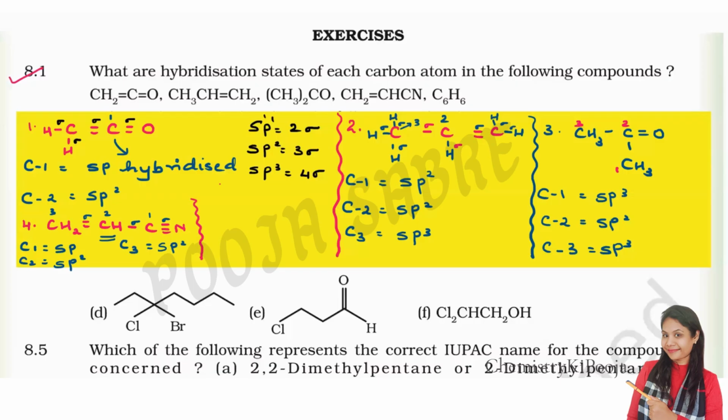Now the last one, the fifth question. The fifth one is C6H6, which is basically the benzene ring. If I draw the structure of benzene, each and every carbon atom contains a double bond, so how many sigma bonds does it have? Here there is one hydrogen. This is 1, 2, and 3, because the fourth one is a pi bond. So basically each has 3 sigma bonds. That means all the carbon atoms are sp2 hybridized.